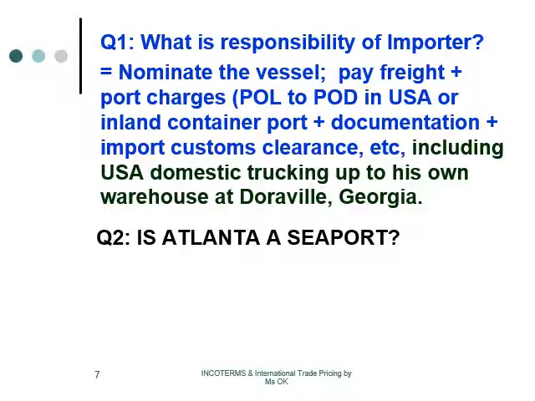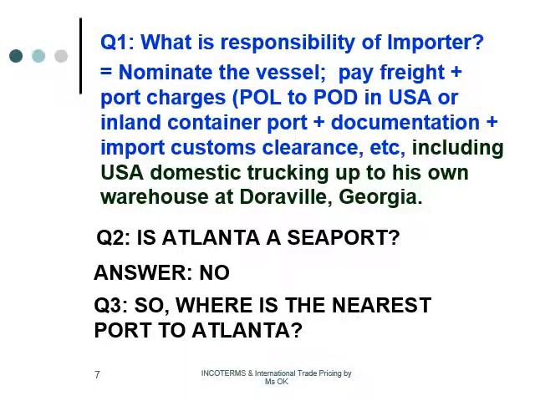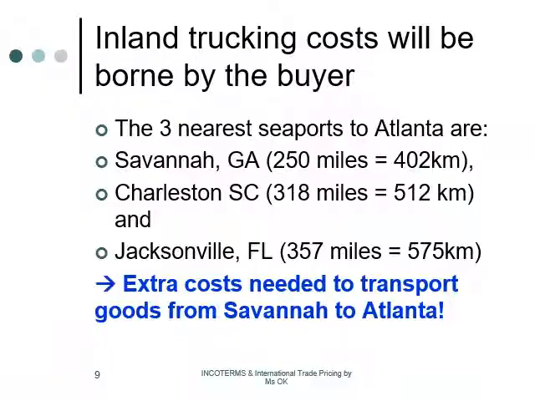Now, is Atlanta a seaport? Well, the answer is no, because if you look at the Google map, it is actually very much inland. So where is the nearest port to Atlanta? You can find out from Google Map or any transport network map to find out where is the nearest port to Atlanta and how to connect to the importer's warehouse or distribution center. After some investigative and research work, you found out that the nearest seaport to Atlanta is actually Savannah. The other two are way further and likely more expensive, since trucking is never cheap in USA.